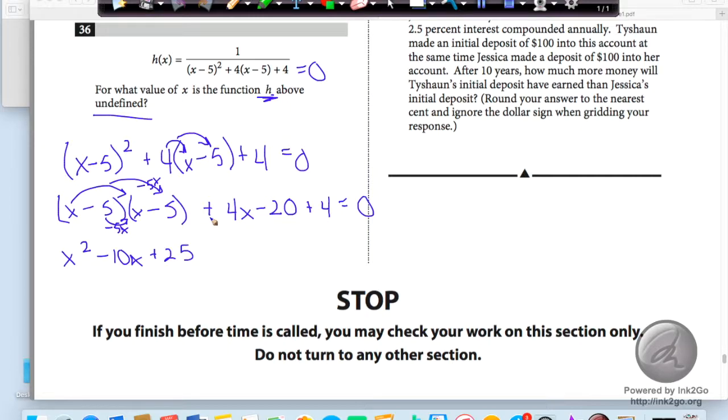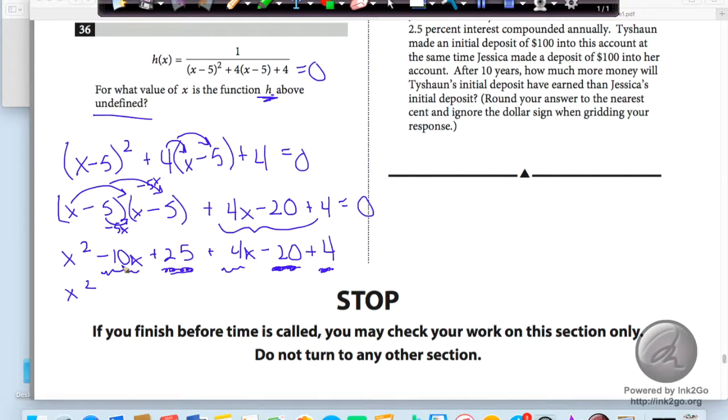Okay, so I'm going to bring this other part down that I've already solved for, and I'm going to do plus 4x minus 20 plus 4. Let's attempt to simplify a little bit. Here I have x squared, and we're going to simplify by combining like terms. Here I have a 10x, here I have a 4x, here I have, I'll put a different type of squiggle, here's 20, here's a 4, here is 25.